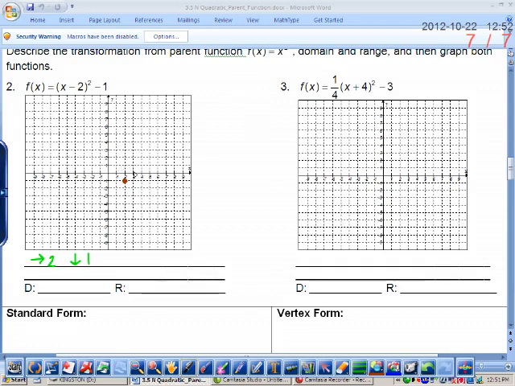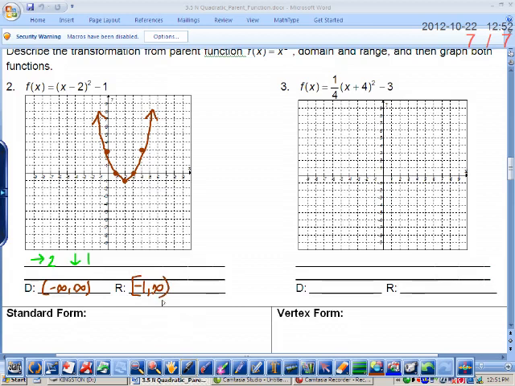Okay. My next point on my quadratic parent function would be 1, 1. Go right 2, down 1. Plot the mirror point. And then 2, 4. Right 2, down 1. What's the domain? And range? Okay?